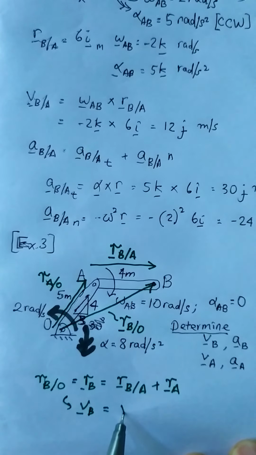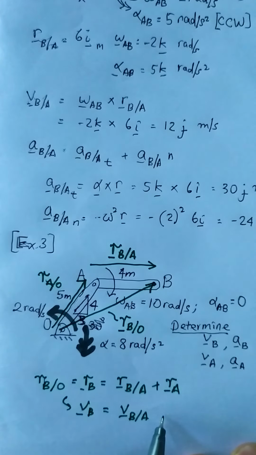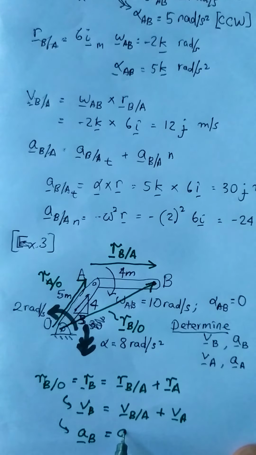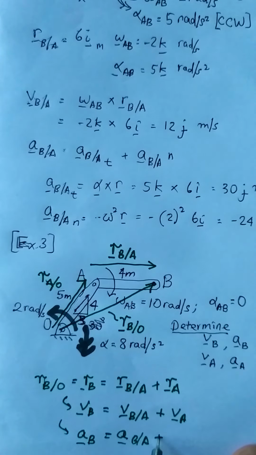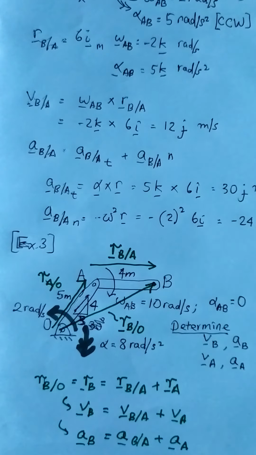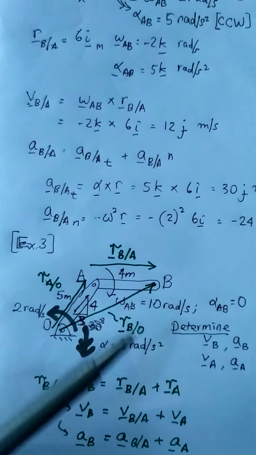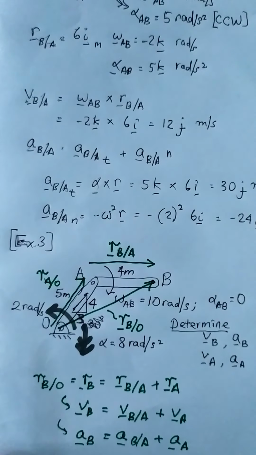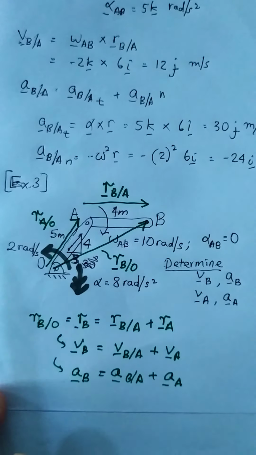So VB equals velocity B relative to A plus velocity A. And then we can write the acceleration equation: acceleration B equals acceleration B relative to A plus acceleration A. Now, up to that point, it seems to be quite straightforward. Perhaps what we can now do is find the individual components of the equation. So let's start with the velocity first.